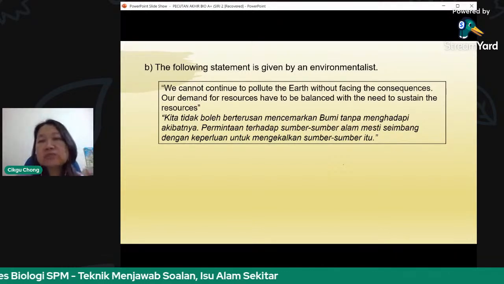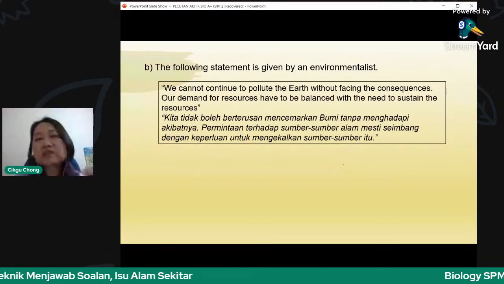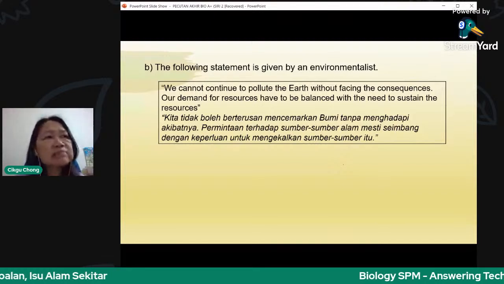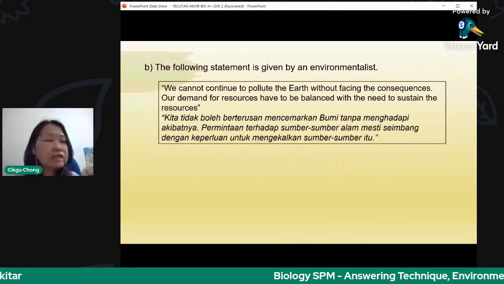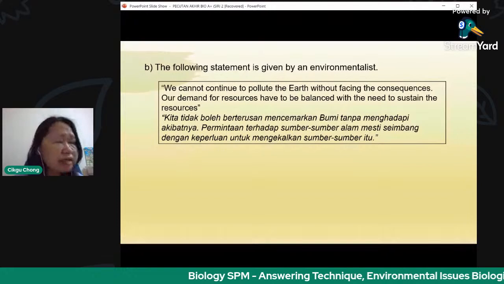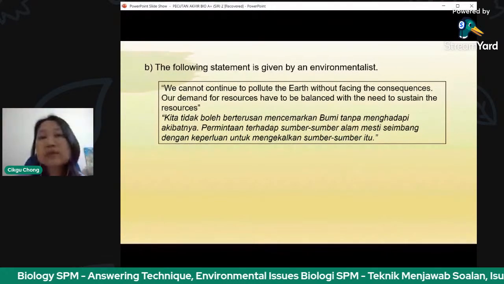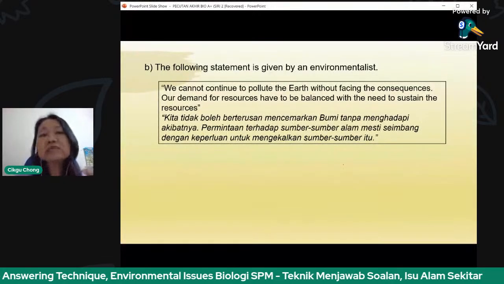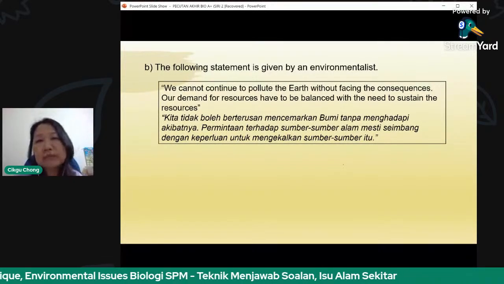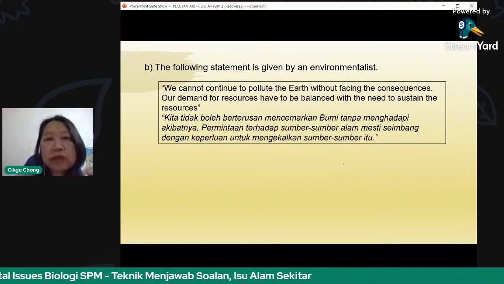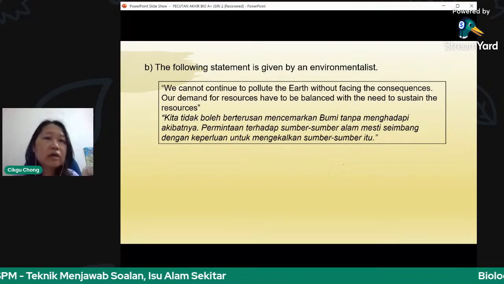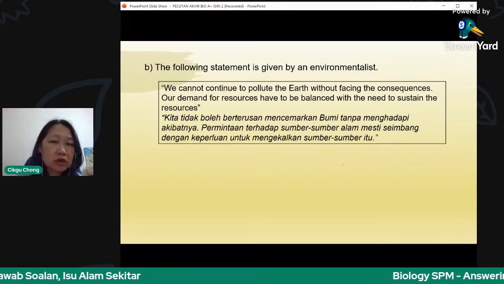Sustain the resources means you cannot finish it. You must make sure you don't finish it. For example, if you want to cut back the trees, that's called sustainable. Okay, your tree can be sustainable resources if you make sure you plant back. Of course, you cannot be planting just one for one. You cut one, you plant more, because they take a long time to grow. Okay, trees will take a long time.